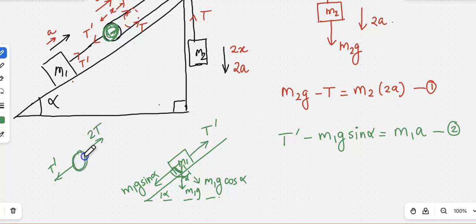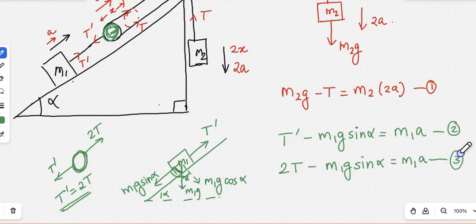Now we have assumed massless pulleys. I have not said it at the beginning of this question, but actually these are massless pulleys, we have to assume that. So then T dash is equal to 2T. So I can write, instead, 2T minus m1g sin alpha is equal to m1a. This is my third equation.